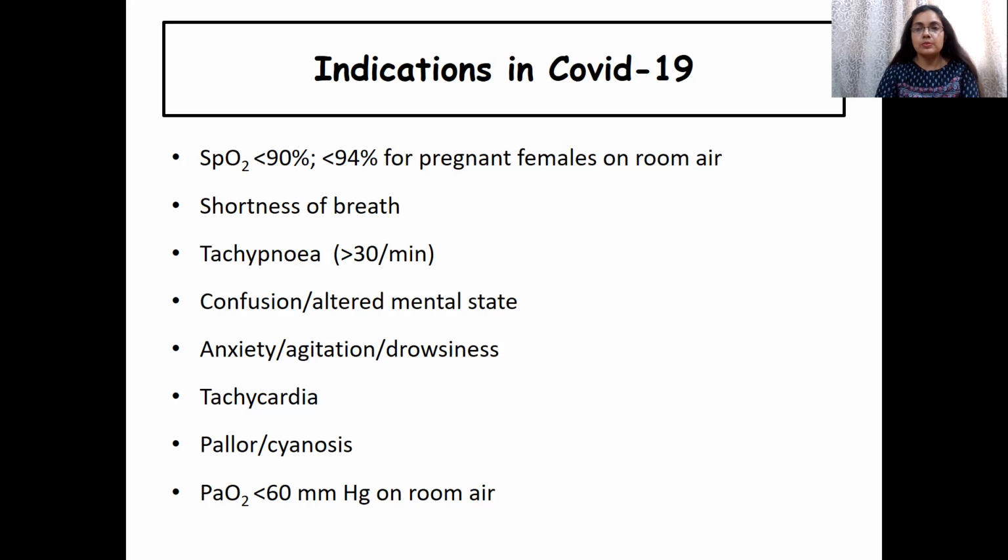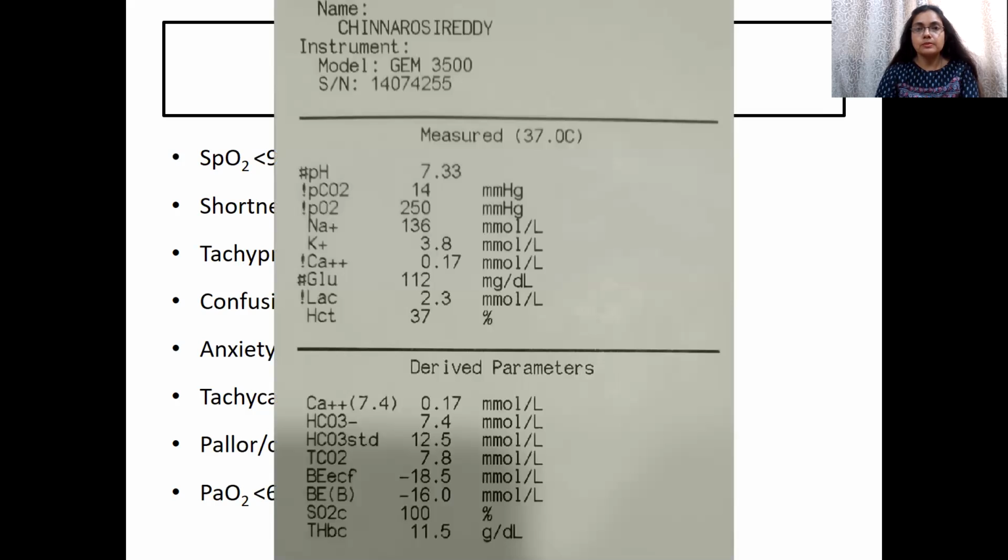So how do you find this PaO2 and where do you find it? So this is one of the ABG reports. If you do an arterial blood gas analysis, here this is the PO2. If you find this value less than 60 mm mercury, that is the indication for initiation of oxygen therapy.